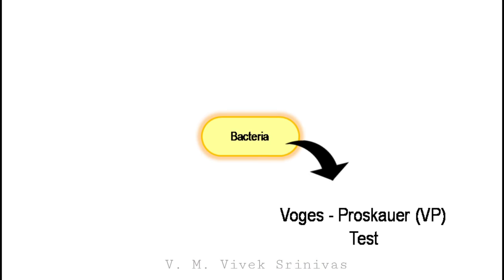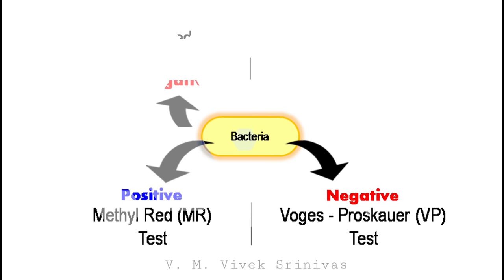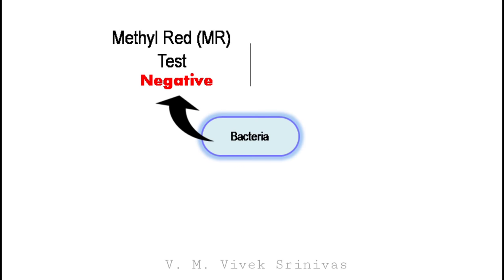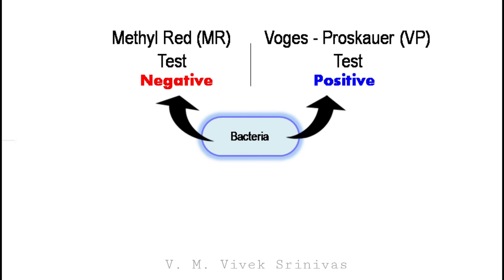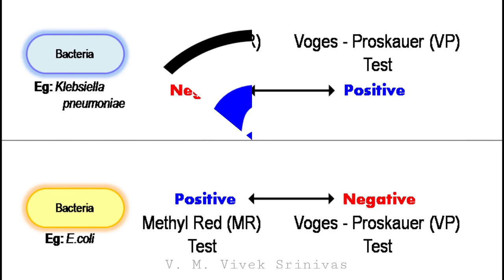In general, the VP test is done in conjunction with the MR test. The bacterial organisms showing the MR test positive will give the VP test negative, and the bacterial organisms showing the MR test negative will give the VP test positive. Therefore, in general, these two test results are vice versa for the bacteria.